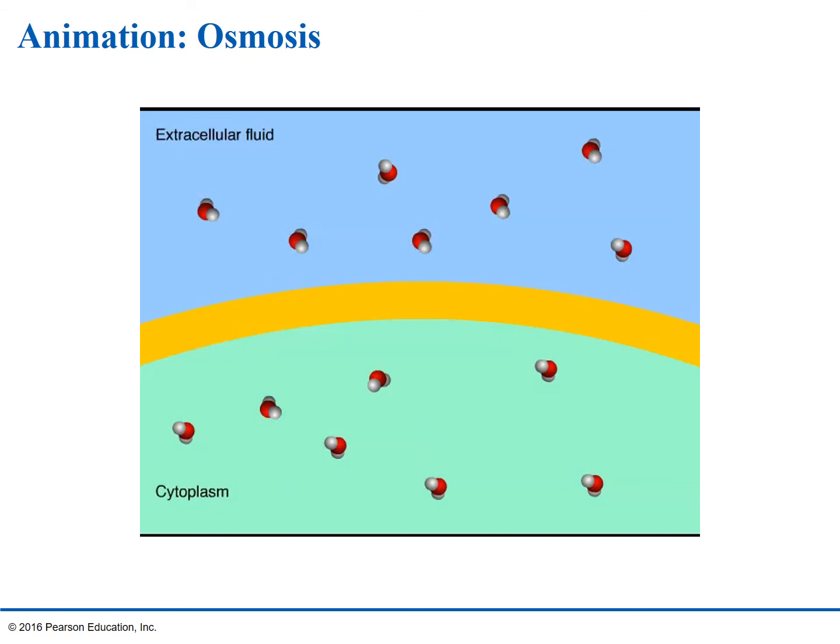Osmosis animation. The plasma membrane is permeable to water molecules, and the movement of water into and out of cells is critical to life. Diffusion of water molecules across a selectively permeable membrane is a special kind of passive transport called osmosis.